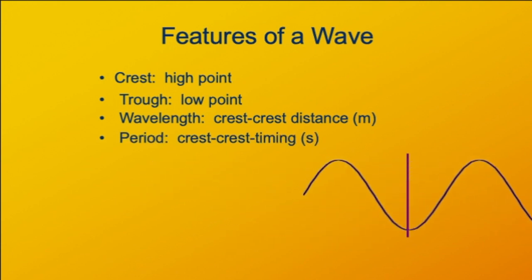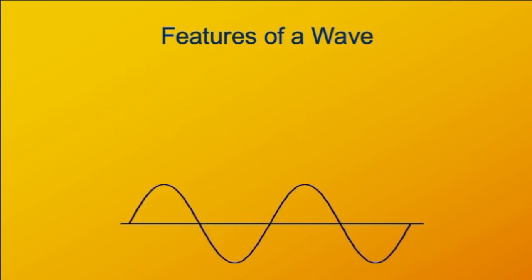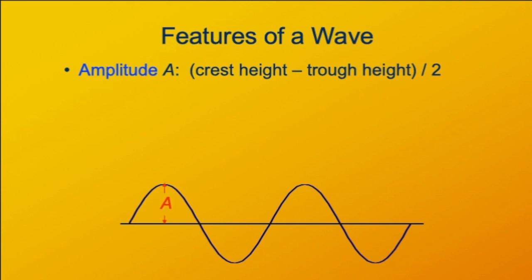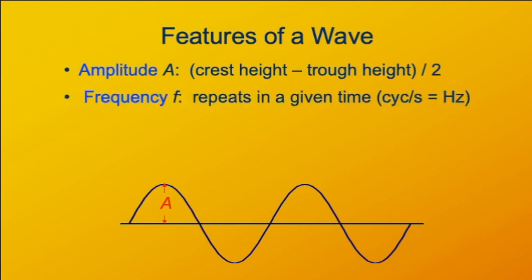The period is the same for a wave as it is for an oscillation. It's the time it takes for one complete repeat. The amplitude is defined just as it was for an oscillation. It's the distance from the center to the maximum excursion of the medium, either in the positive direction or in the negative direction. The frequency, again, is just like we had for a vibration. It's the number of repeats in a given unit of time, such as cycles per second. That would be hertz, just as it is for vibrations.